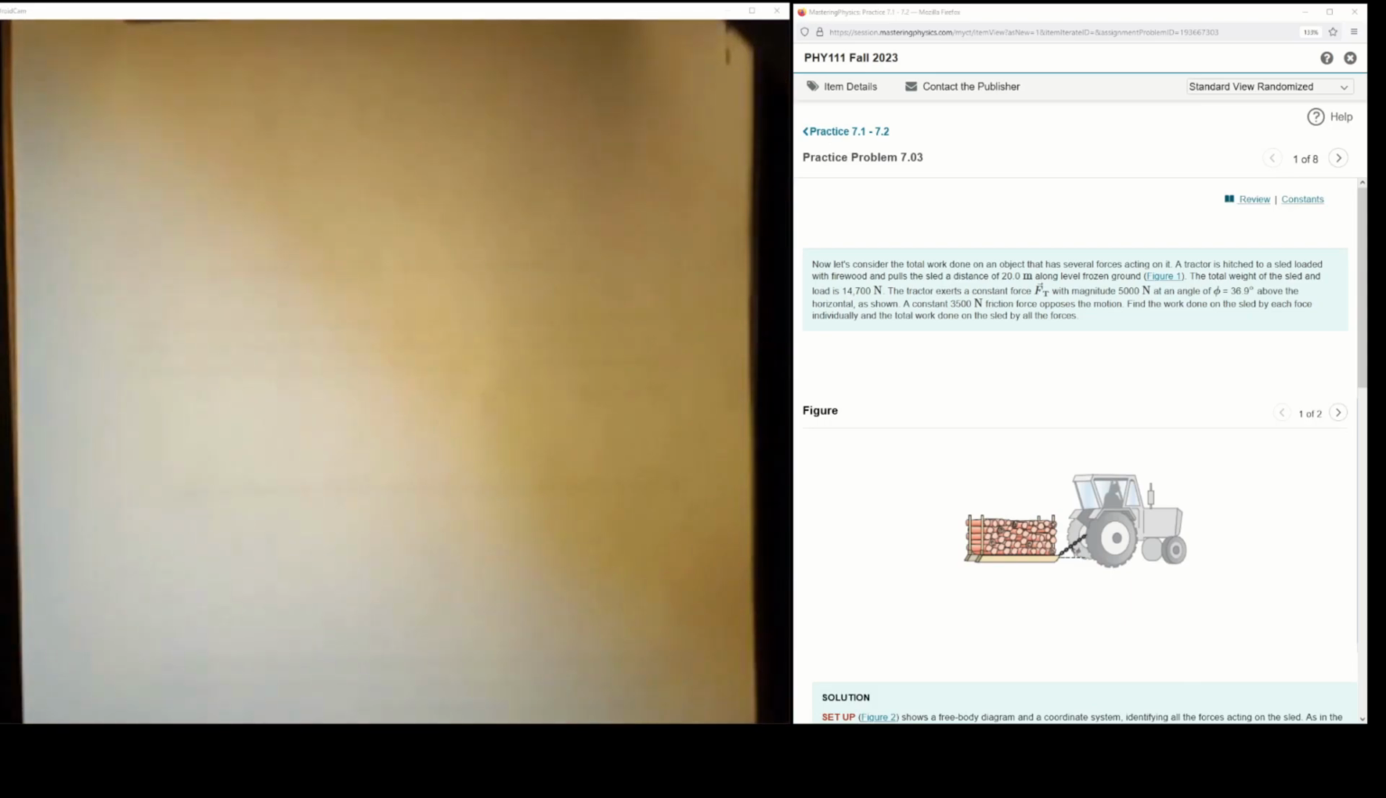So let's check out this first one. And there's a lot of wording here about a tractor pulling some lumber. And let's just go right to the question now. And it says, suppose this tractor pulls this lumber horizontally. So instead of the angle.